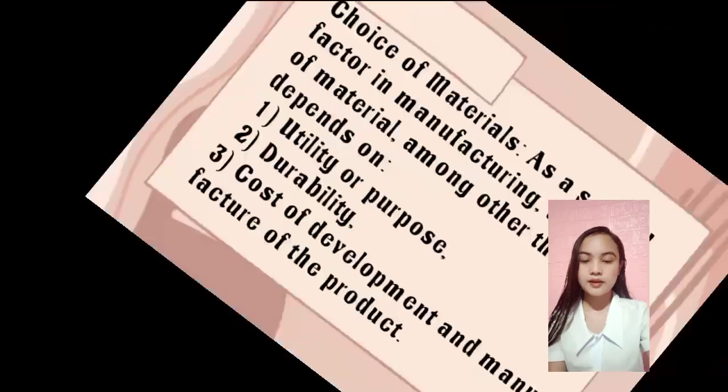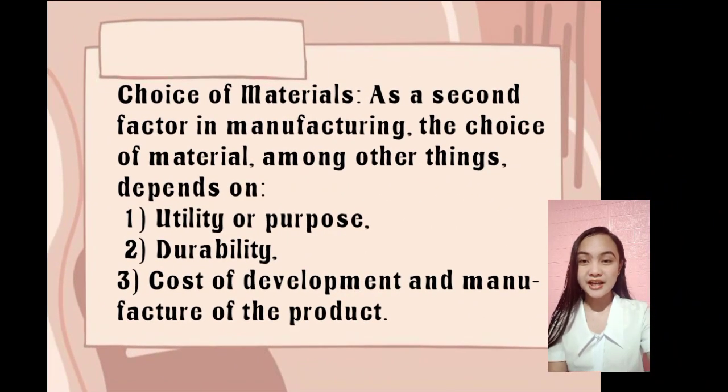And moving on to the next slide, we have here choice of materials. As a second factor in manufacturing, the choice of materials, among other things, depends on first, utility or purpose, second, durability, and lastly, the third one, cost of development and manufacture of the products. So let us discuss it one by one. First, we have here the utility.